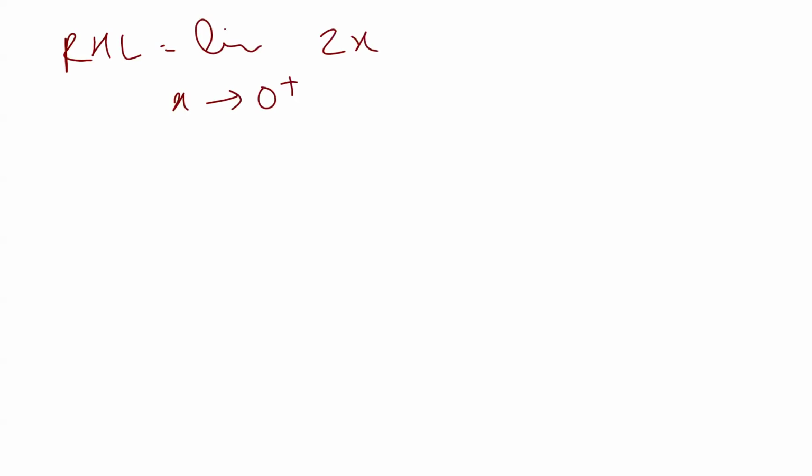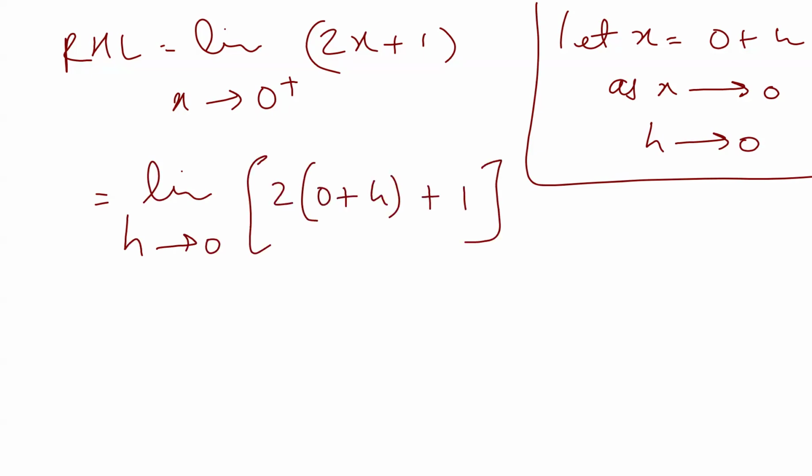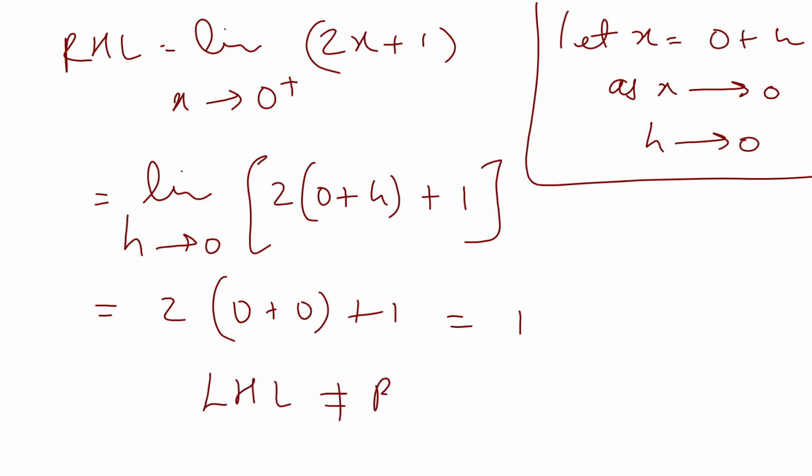So let x is equal to 0 plus h. As x approaches 0, h is also approaching 0. So limit h approaching 0, 2 into 0 plus h, plus 1. So 2 into 0 plus 0, no denominator, so no need to worry. So this is 1. So LHL is not equal to RHL. Therefore, it is discontinuous. At which point? At point x is equal to 0. At x equal to 0, it becomes discontinuous.